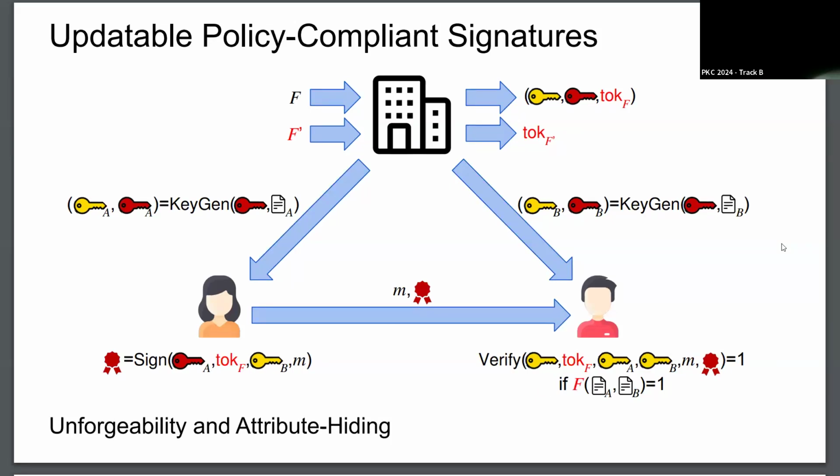And now we, of course, also have to update the signing procedure, taking as an input this token, as well as the verification procedure, taking as an input this token. And then the policy that is evaluated corresponds to the one associated to the token. And also for this, we need to define unforgeability and attribute hiding.